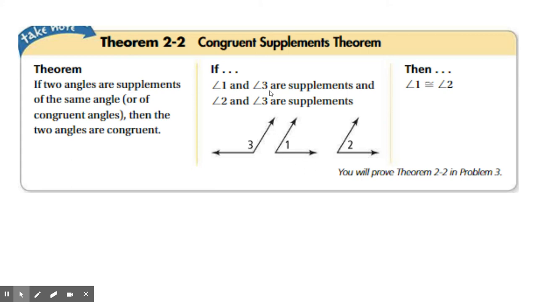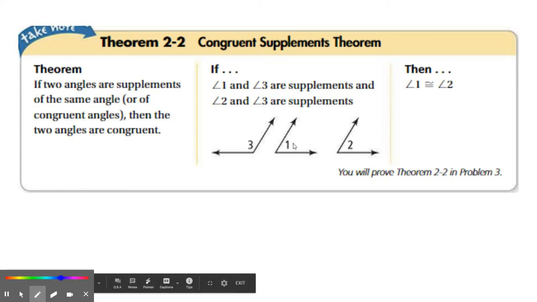So let's look at the picture here. So it says that angle 1 and angle 3 are supplements. That means they add up to 180. And it says that angle 2 and angle 3 are supplements. So now 2 and 3 add up to 180. Well, look at angles 1 and 2. Don't angle 1 and 2 look the same? Yes, they are the same. They're congruent. So angle 1 and angle 2 would be congruent.